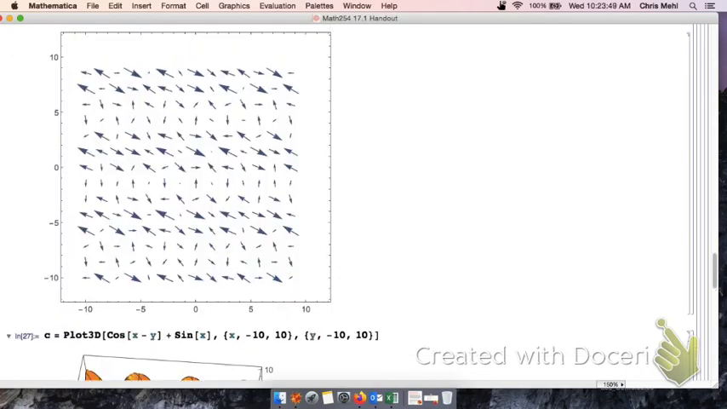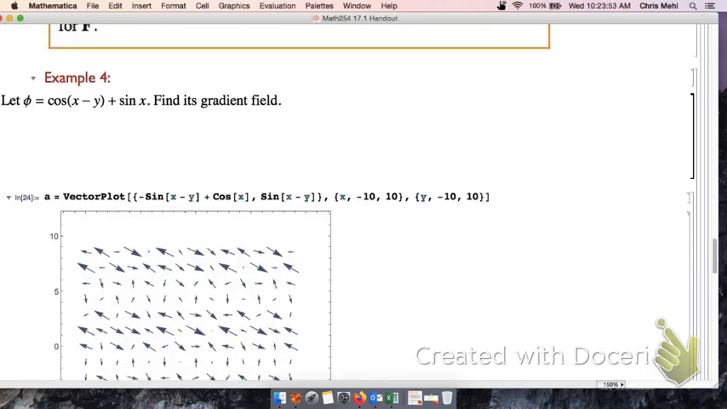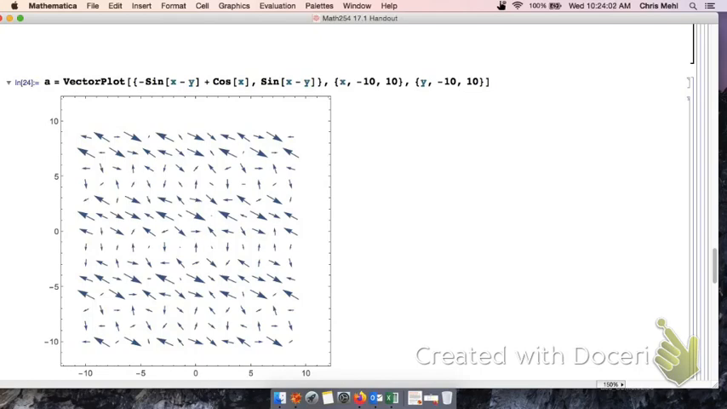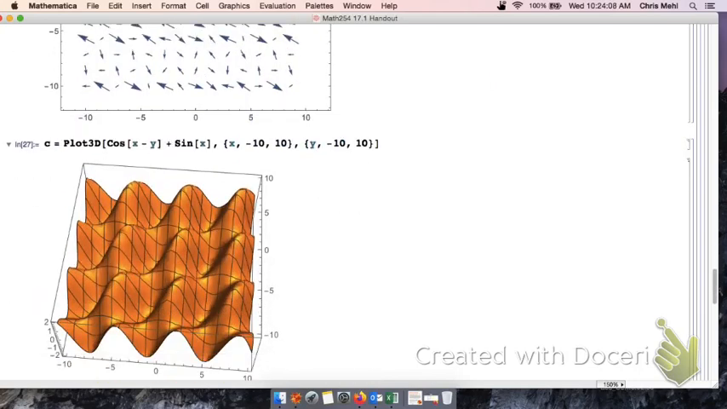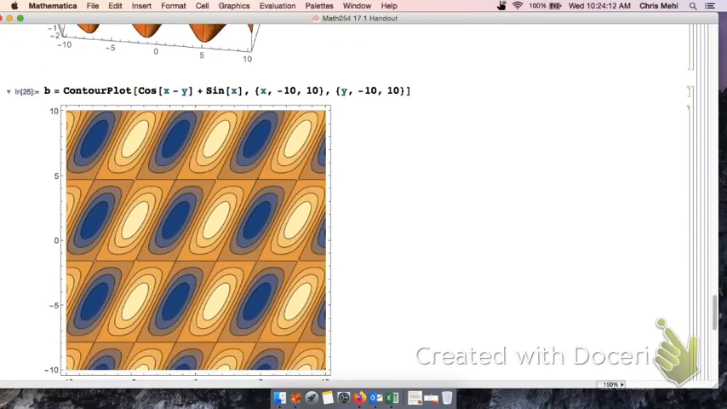Okay, so what I was going to do is, again, we found the gradient field of that potential function, which is really just the gradient of the surface. All these vectors are giving you the direction of steepest ascent at any point along the surface. Here's the surface right here. And then just for fun, I also graphed the contour plot, so this would just be a collection of all the level curves.